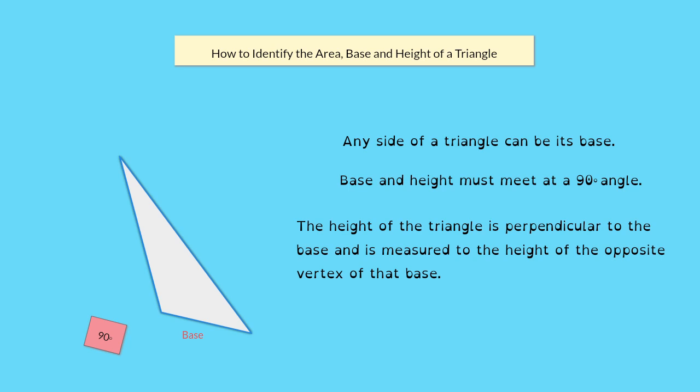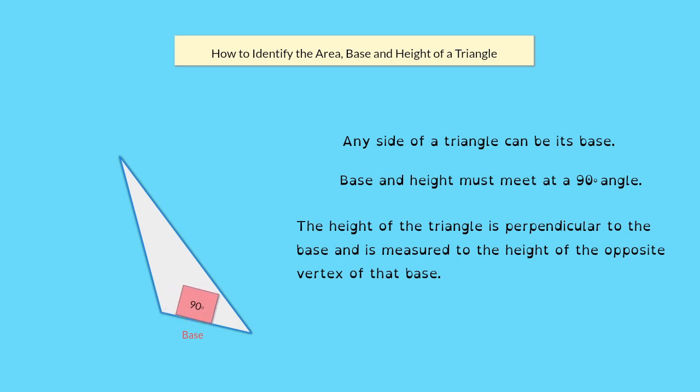Okay, let's say that the bottom side of this triangle here is the base. All right. Again, any side can be the base. Just depends on how you're looking at the triangle at that time. And so just for this example, let's say that the bottom is the base. Great. What do I know? Any side can be the base. Bottom is the base. What else do I know? Base and height must meet at a 90-degree angle. And so here's my 90-degree angle.